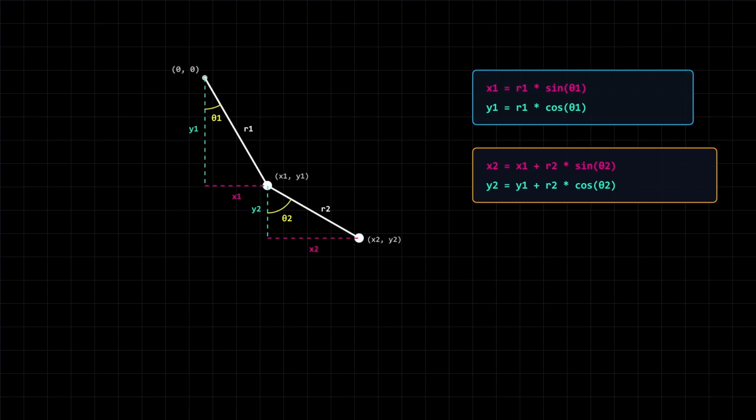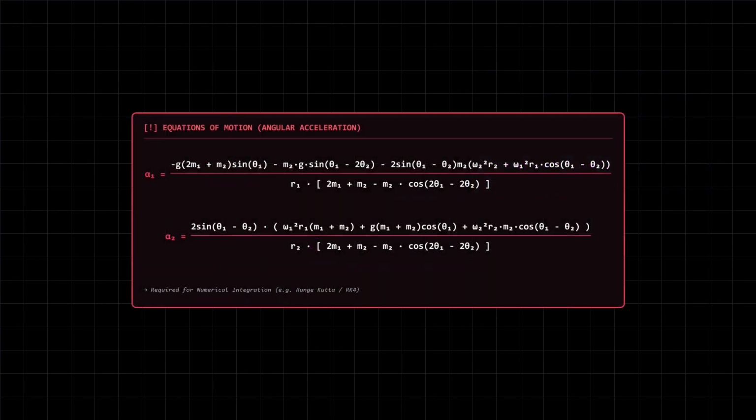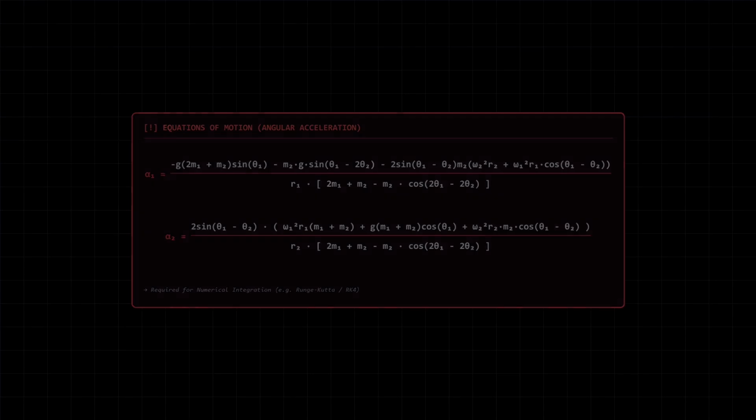To figure out how fast the angles change, we need angular acceleration. And if you look up the physics equations for a double pendulum, you'll find this absolute monstrosity. It looks intimidating, but don't worry, you don't need to understand it, because we don't have to derive it by hand. We just put it into code and let the computer do the heavy lifting. So let's do exactly that and write some code.